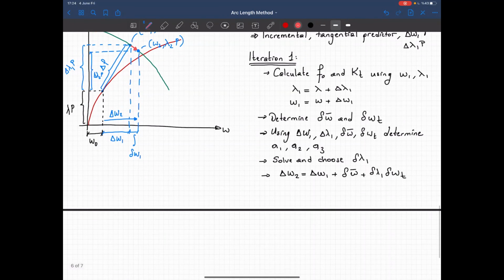Now after that, I can determine delta lambda 2 as equal to delta lambda 1 plus del lambda 1. W2 will be equal to W0 plus delta W2, and lambda 2 is equal to lambda 0 plus delta lambda 2. So this will be the end of the first iteration. Now let's work on the second iteration.